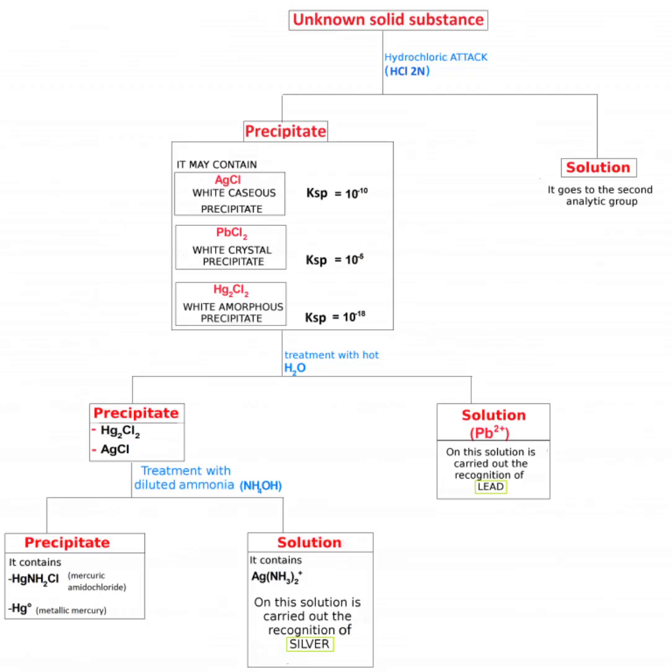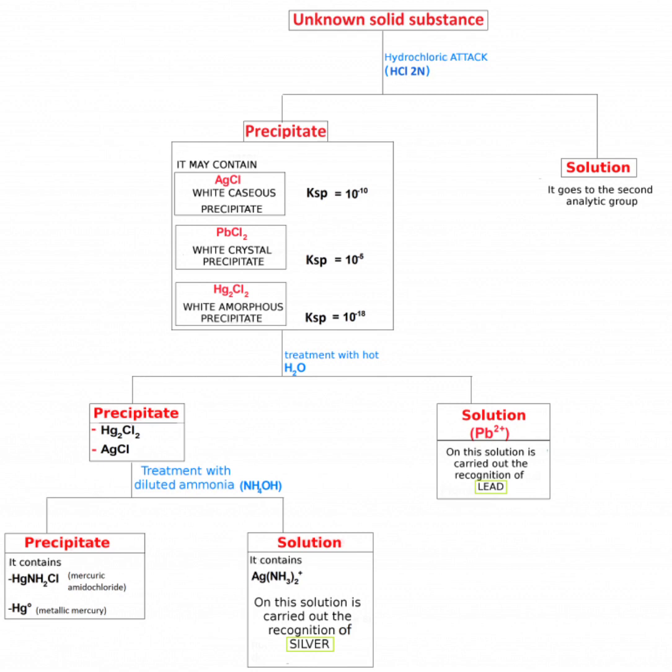Analysis of group 1 cations. Separation and analysis. Identification of group 1 cations. Through analysis of cations, we are able to separate and identify the components of an unknown mixture. First of all, let's get started with a practical flowchart of group 1 cations.